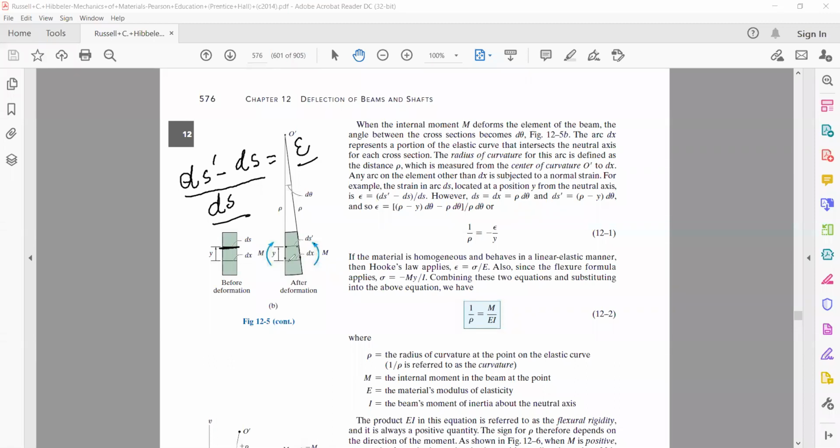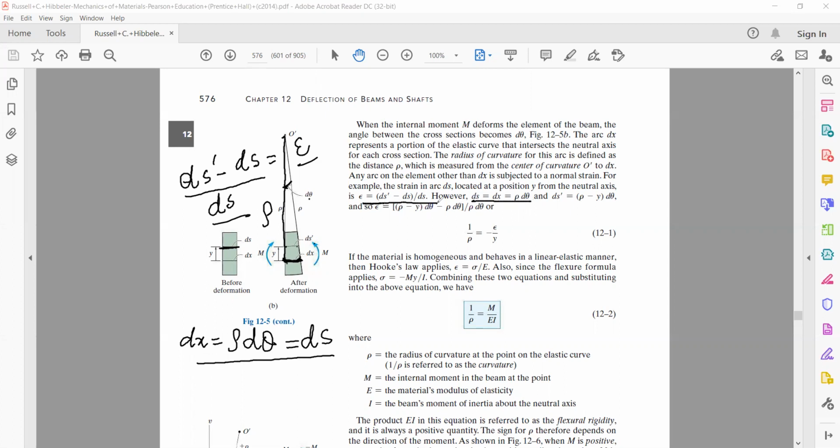Now as far as this dx is concerned, this distance we are having here is rho. This angle is small d theta. Therefore, the length of this arc, that is dx, will be equal to rho times d theta. But this dx does not undergo any deformation, as our dx is equal to ds. So we can write dx is equal to rho d theta is equal to ds. That's what is written here.